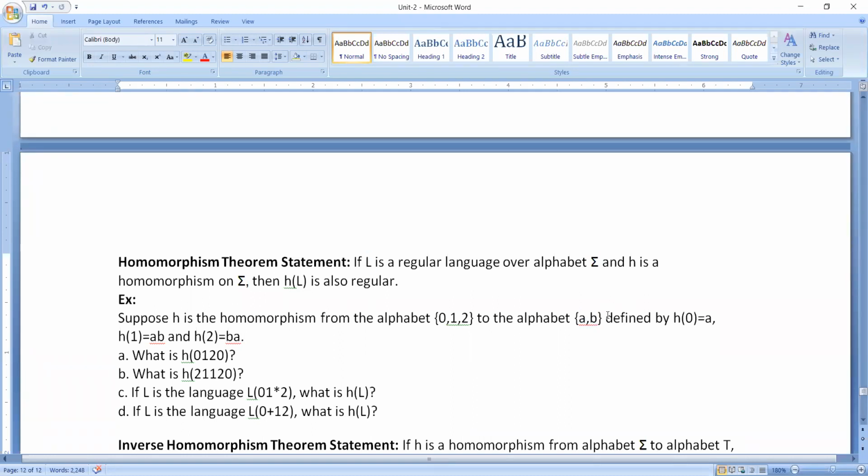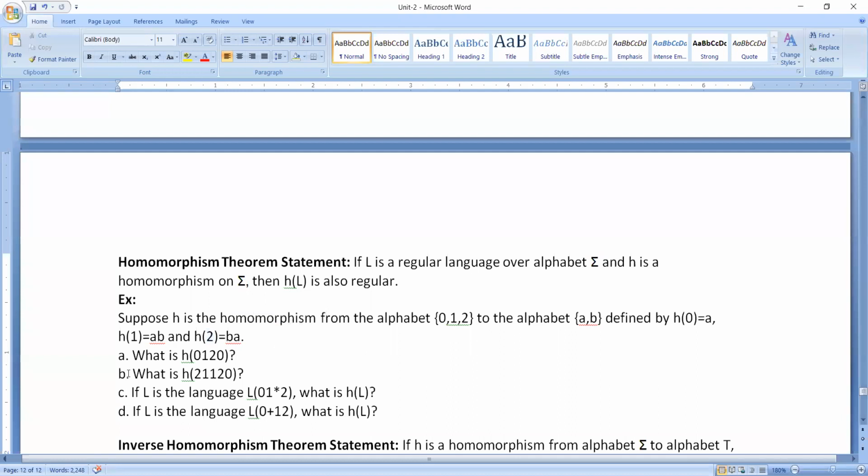The homomorphism function has been defined as follows. H of 0 is equal to a. That is, when we apply the homomorphism function on the input symbol 0, it results in a small a, which belongs to our language L. In the same manner, H of 1 is equal to ab, and H of 2 is equal to ba.